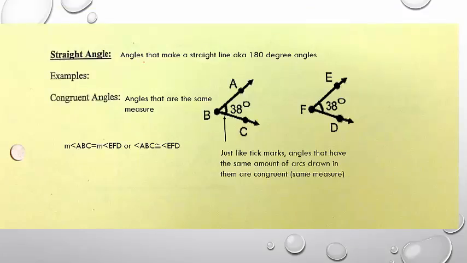And then we have what's called a straight angle, and basically a straight angle is just a line. An example of a straight angle would be, that's not a very straight line, but that's okay. I'll call it AEC. So angle AEC is a straight angle because it makes a line, and it could be vertical as well.